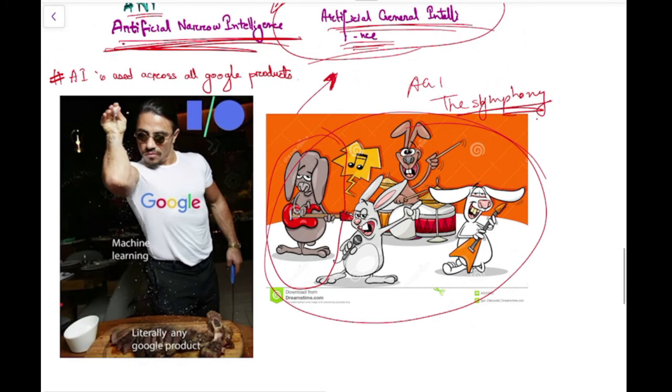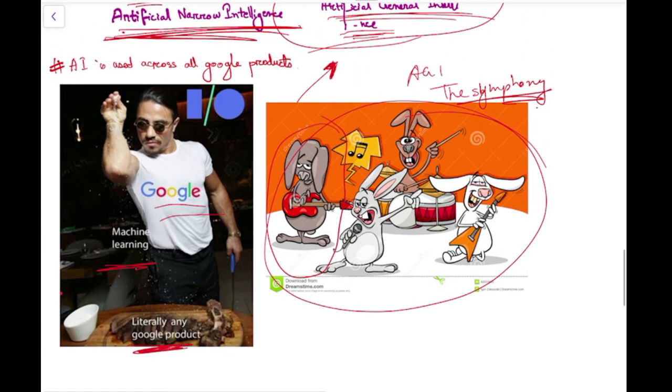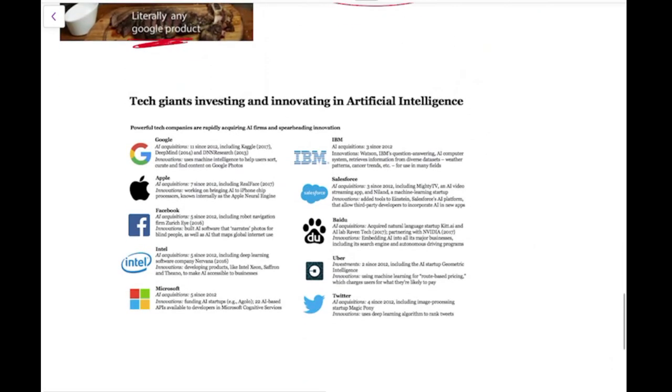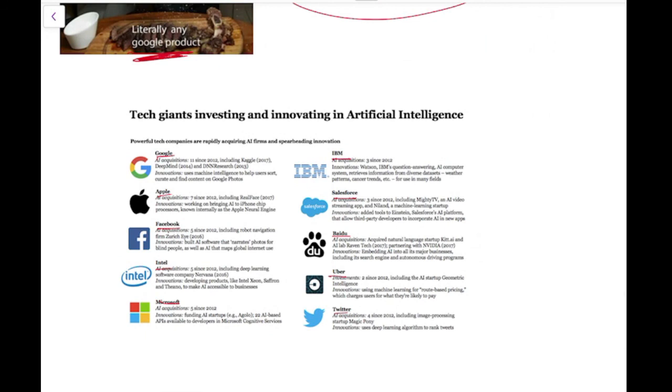So even Google tries to put machine learning in every other Google product, right? Not only Google, if you see, every other company is actually investing heavily and innovating in this field. So this field has very much demand, and if you learn machine learning, your opportunities will increase, right?